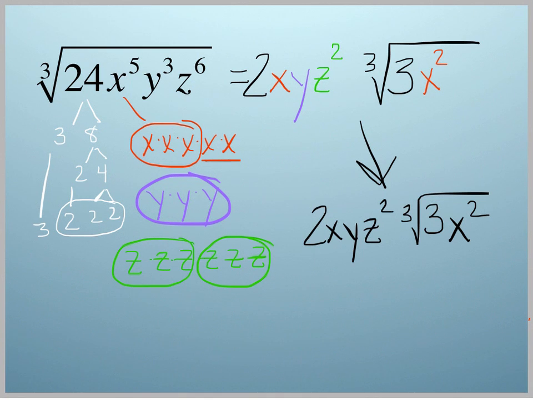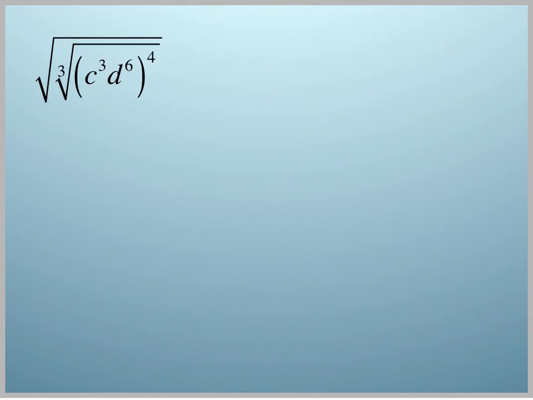Let's look at our y's. I had y cubed, so 3 goes into 3 once, so I'll bring 1 y out, no remainder, so there's no y's left underneath. For my z's, 3 goes into 6 twice, so that's why I brought z squared out. Again, there was no remainder, so no z's were left underneath the radical.